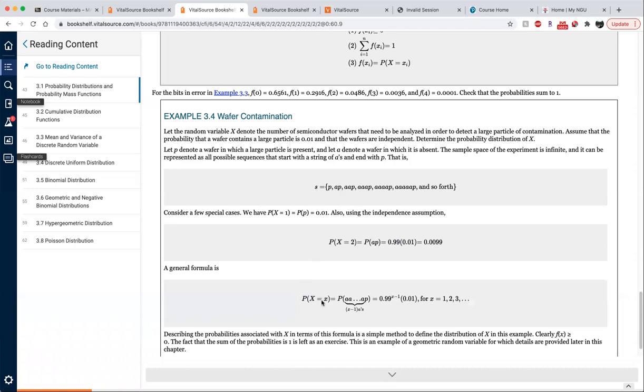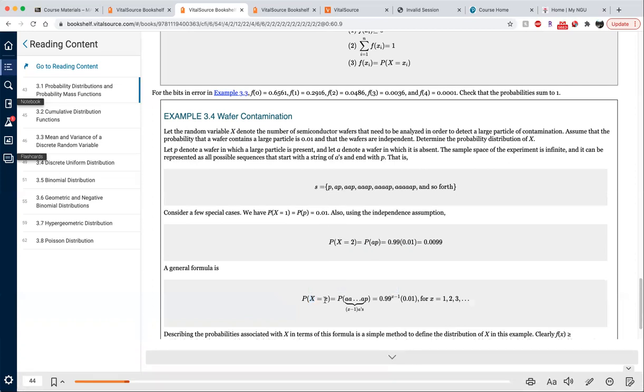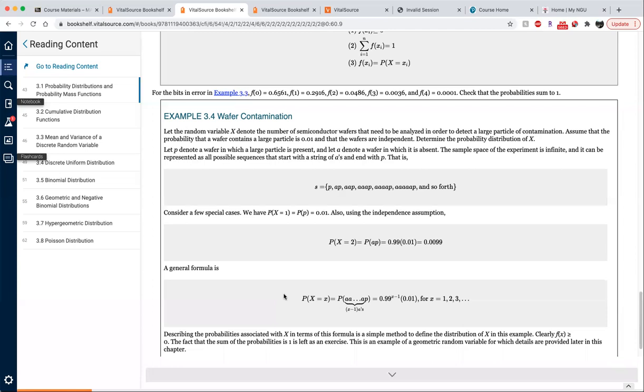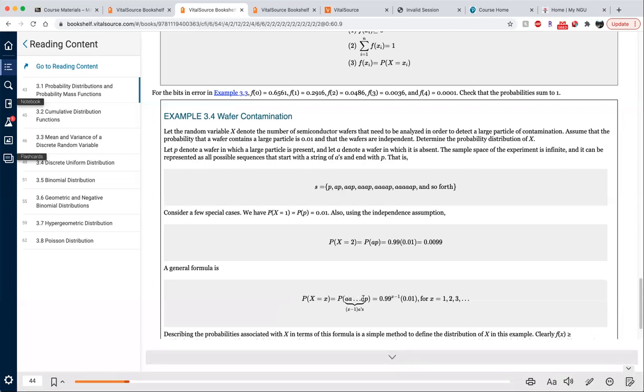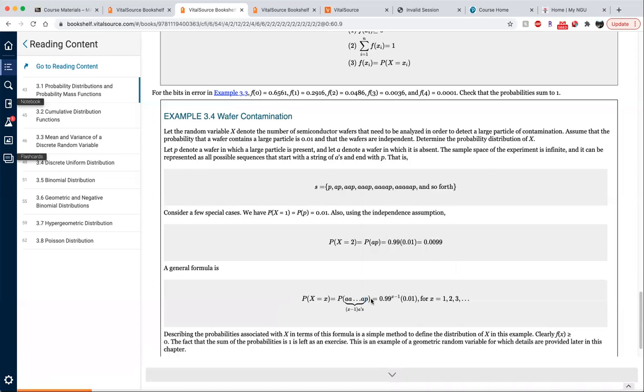Probability X equals x. I told you, capital letter X represents just a random variable, and lowercase x represents a specific value of the random variable. So lowercase x could be 1, 2, 3, 4, 5, 6, right? Let's say x means that the first x minus 1 wafers don't have large particle contamination, and then at the x-th trial, we get the wafer containing large particle contamination.